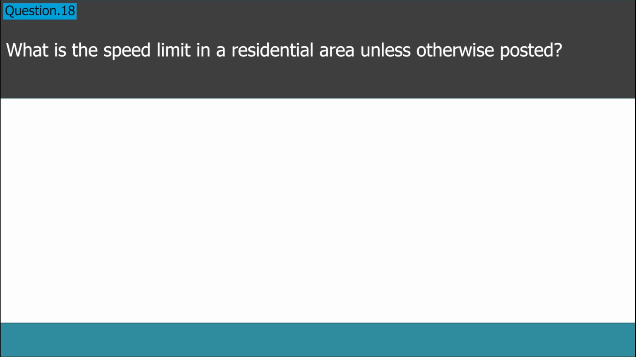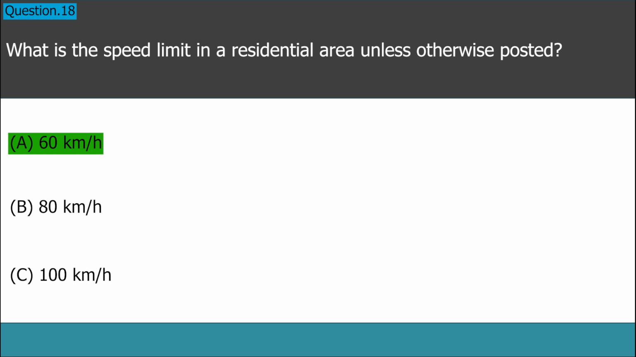What is the speed limit in a residential area unless otherwise posted? A. 60 km per hour. B. 80 km per hour. C. 100 km per hour. Answer: A. 60 km per hour. The default speed limit in residential areas is 60 km per hour to ensure the safety of residents and pedestrians.